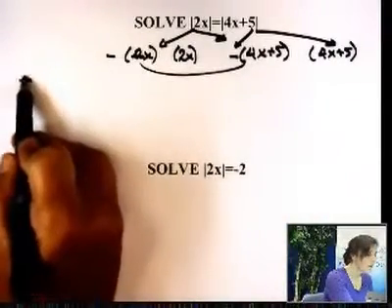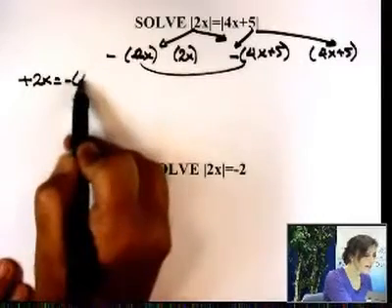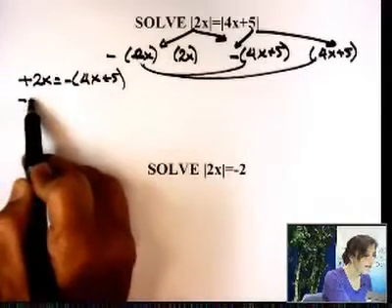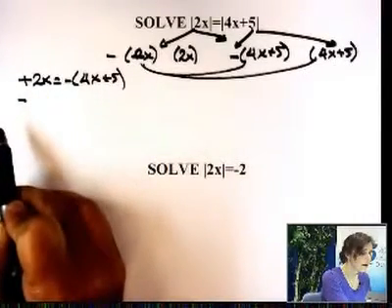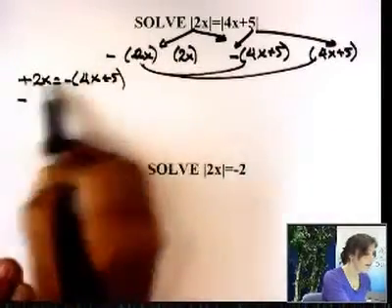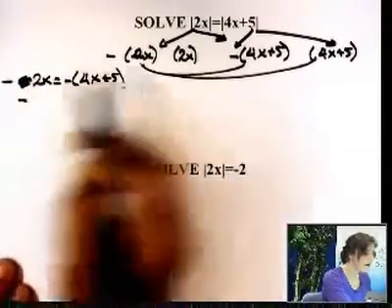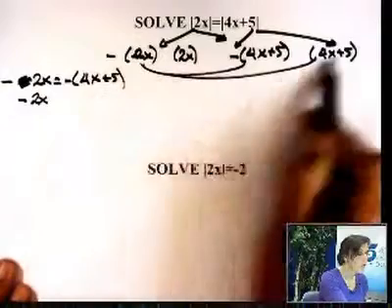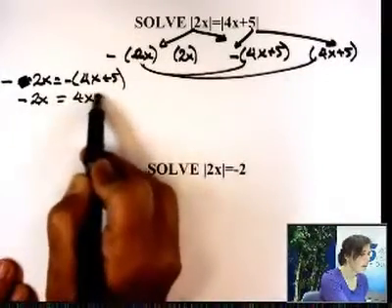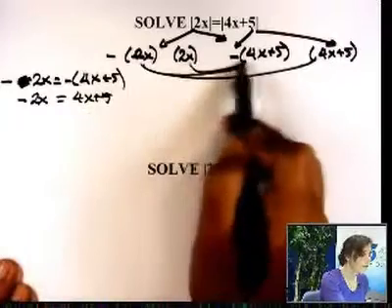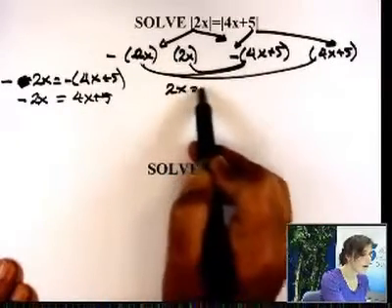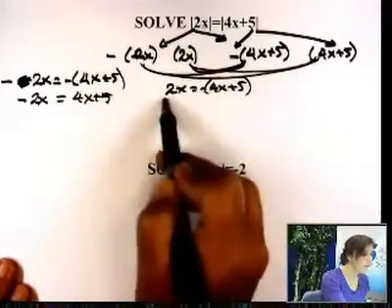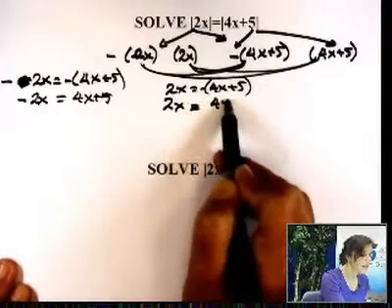I'm going to get positive 2x equals negative 4x plus 5. I'll couple these two, negative 2x. Oh, this one is not. Okay, let me do it in order. Negative 2x with negative. I will have negative 2x with positive. I will have 2x with negative in parentheses, or I'll have 2x and 4x plus 5.